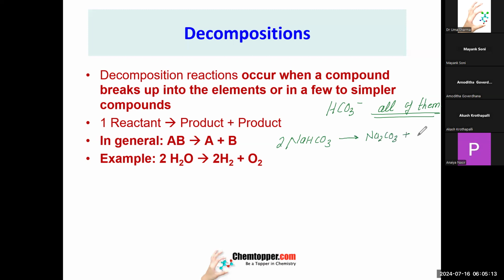And water is formed. You're not getting CO2 gas here. Can you see water is formed? Is this equation balanced? Is it? No. Can you balance the equation? Because if I put 2 here, okay, put 2 here, then 4 hydrogen.